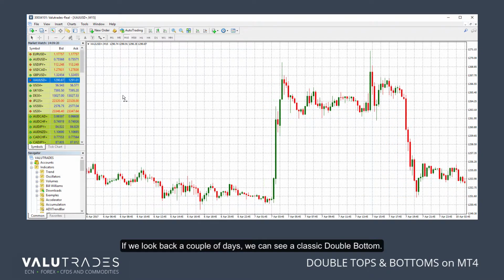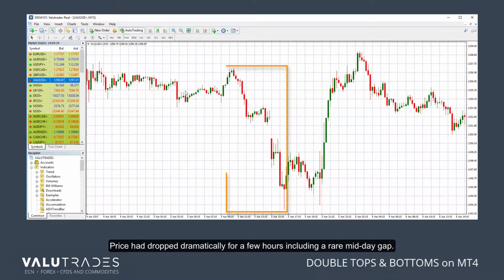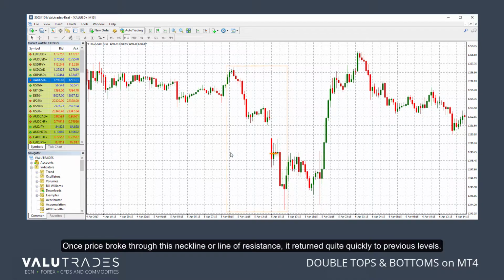If we look back a couple of days, we can see that a classic double bottom formed. Price had dropped dramatically for a few hours, including a rare midday gap. Once price broke through this neckline or line of resistance, it returned quite quickly to previous levels.